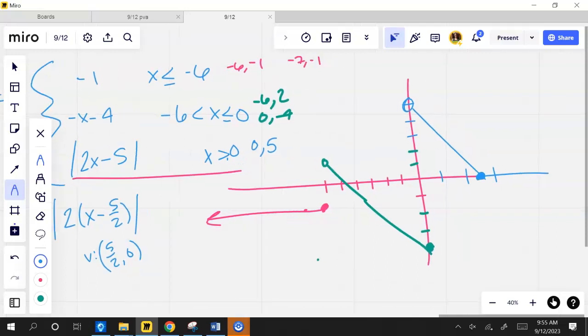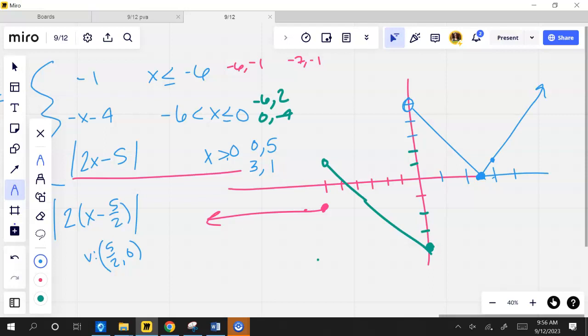So I need a number on this side of the vertex. So maybe I pick 3. 2 times 3 is 6, minus 5 is 1. So 5, 3, 1, sorry. This is not an inequality, this is just a piecewise. So no. The only time you do that is when you have inequalities.